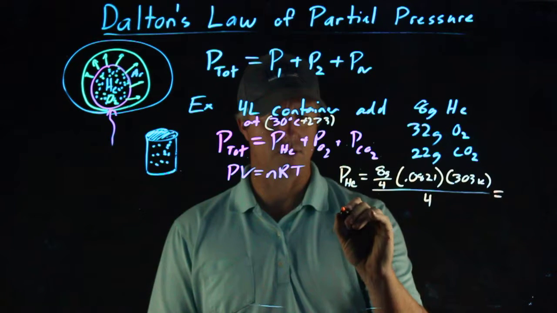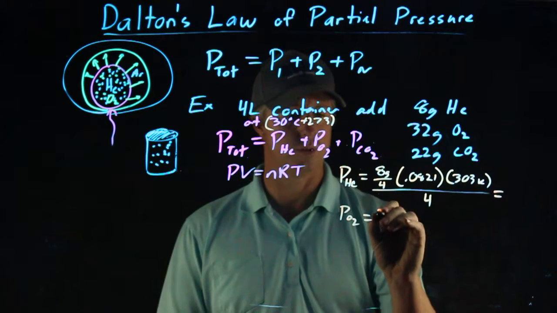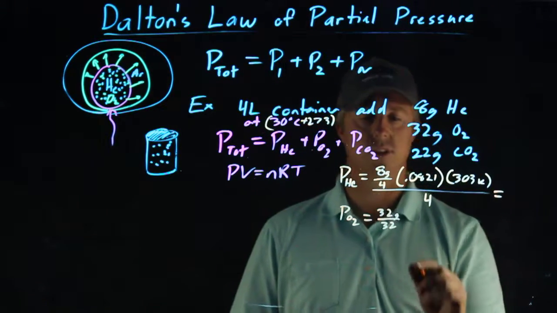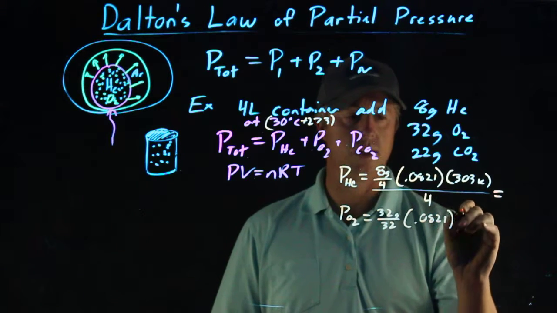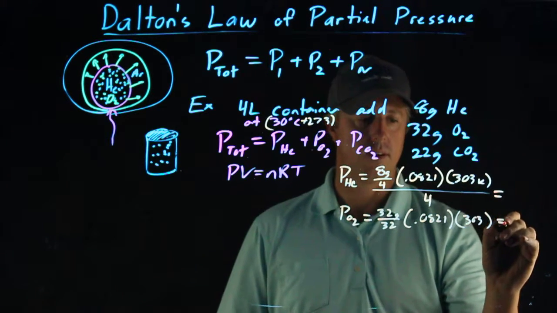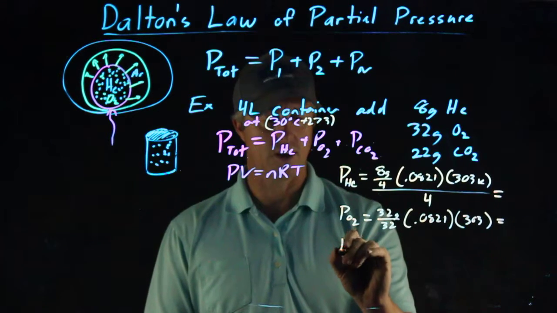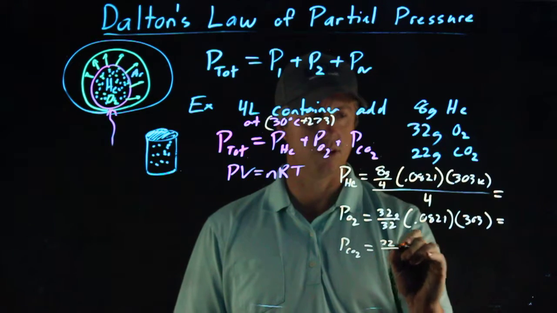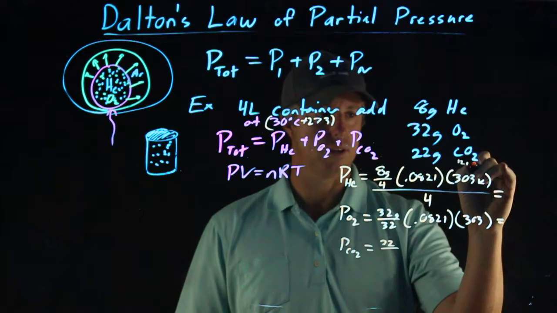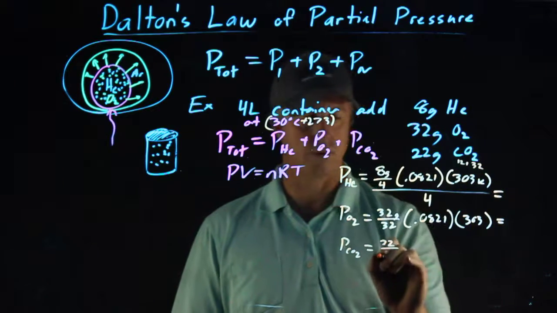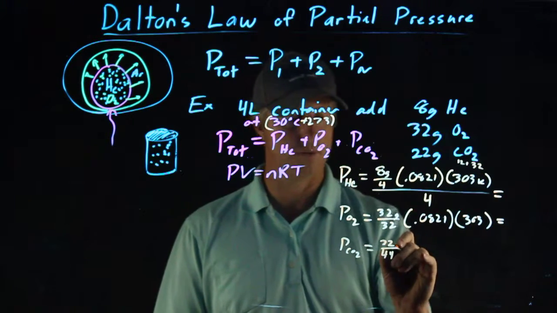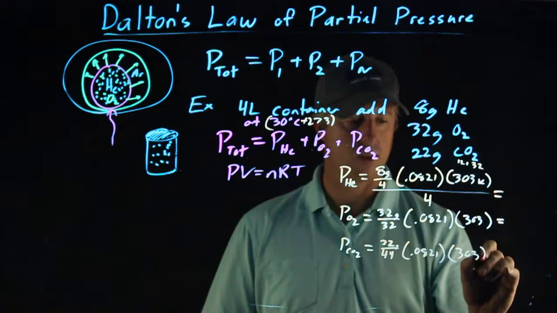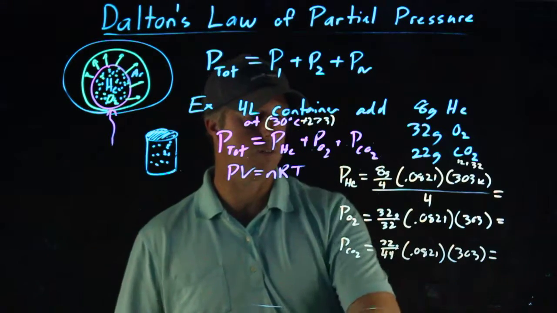Let's plug in our next values to set everything up. Pressure of oxygen is equal to 32 grams divided by the molecular mass of oxygen, 32, times 0.0821 times 303. And let's do carbon dioxide. Pressure of carbon dioxide is equal to the moles, which is 22 grams divided by 12 plus 32, for 44 grams per mole, times 0.0821 times 303. Okay, so I can now solve all of those.